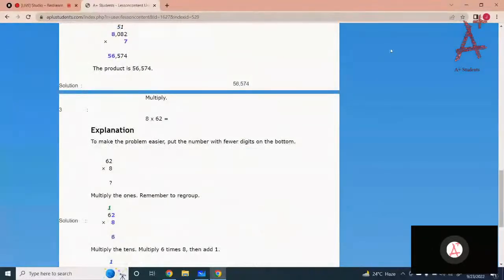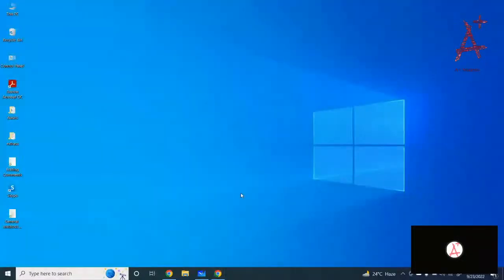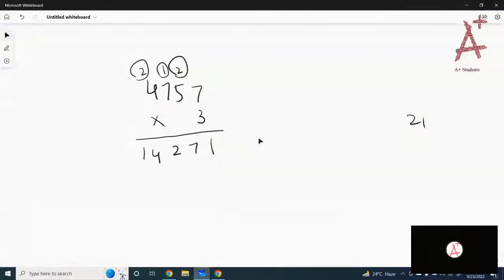Okay, the next one is 8 times 62. 62 times 8. 8 times 2 is 16. Write the ones digit over here and carry the tens. 8 times 6 is 48, and 1 makes 49. So it is 496. Got it?